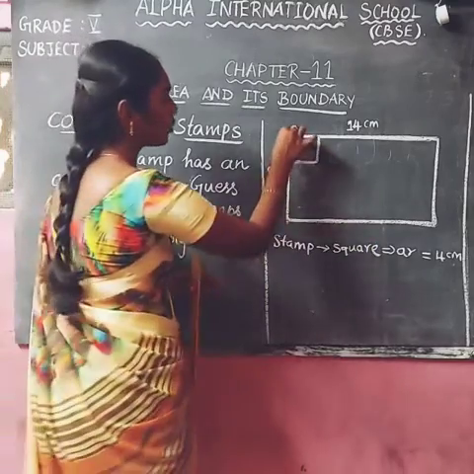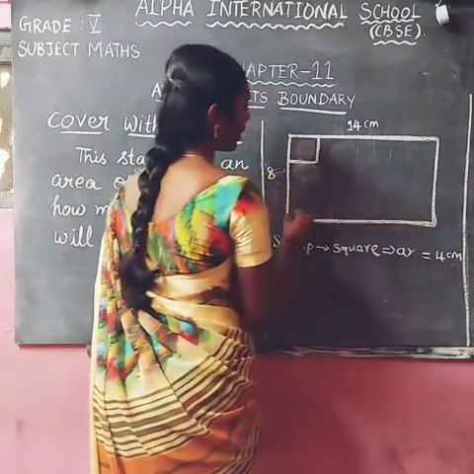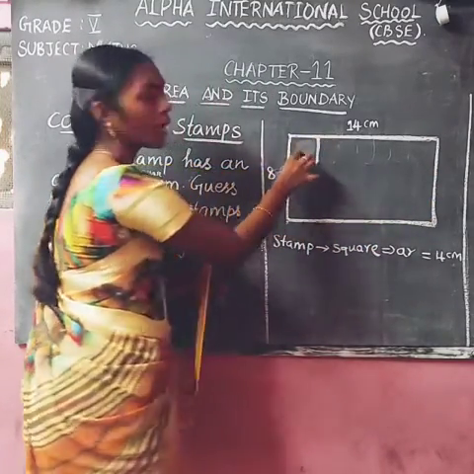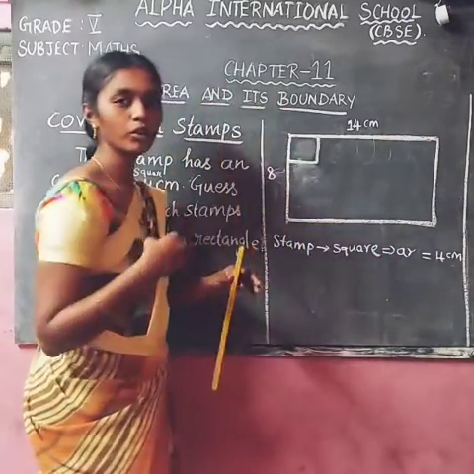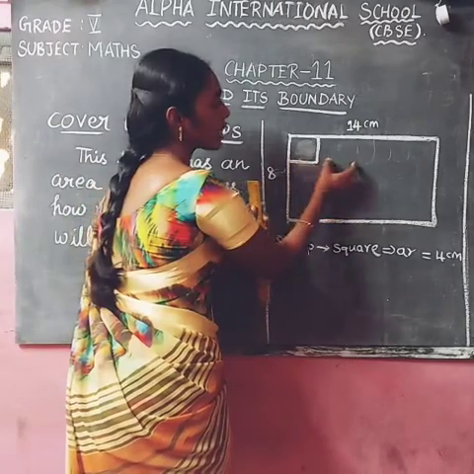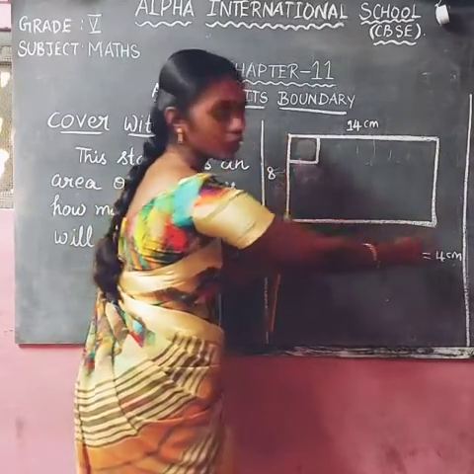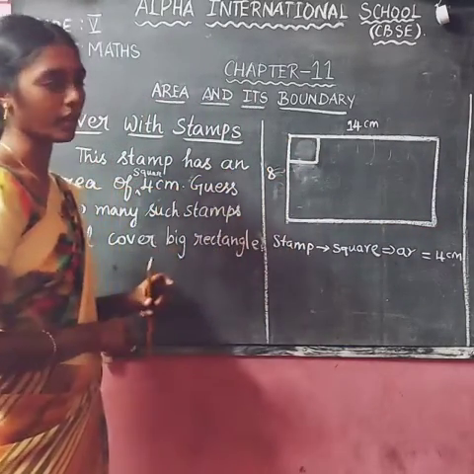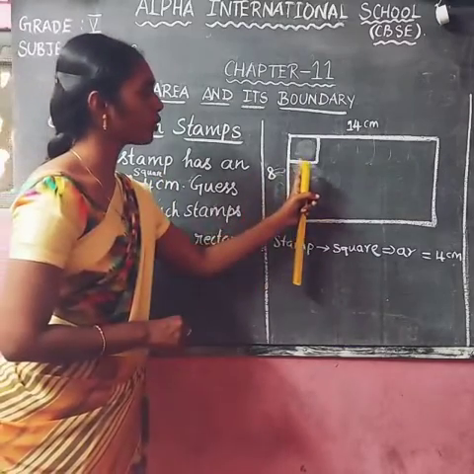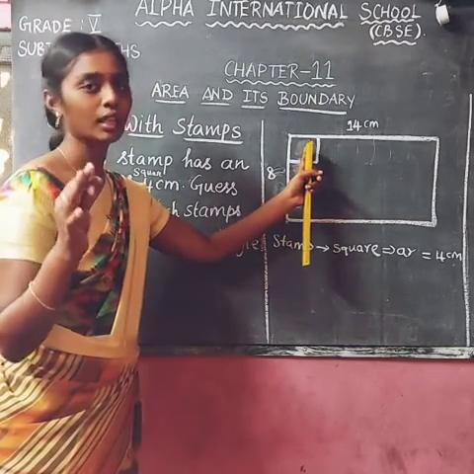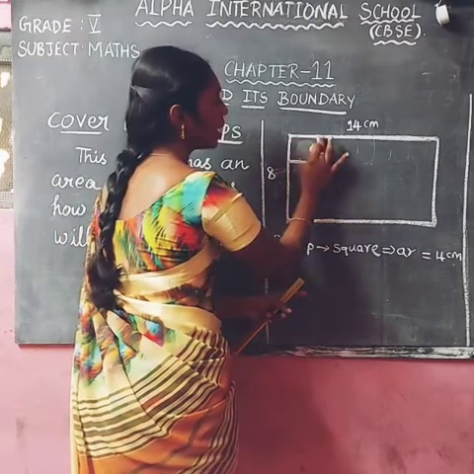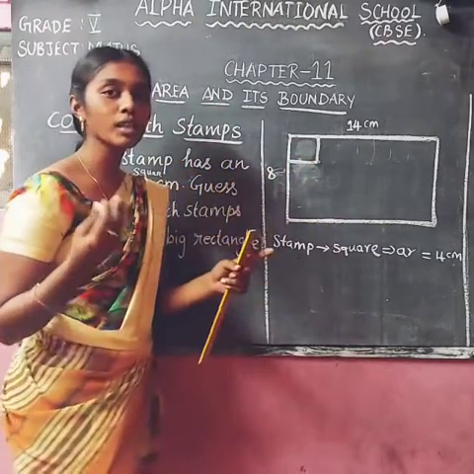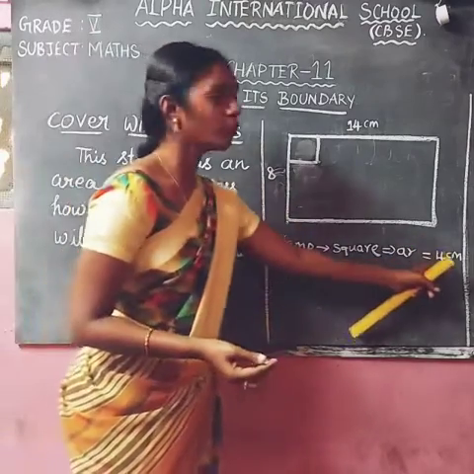So we are familiar. This is a rectangle and this is the stamp. The stamp is a square shape. We want to find how many such stamps are required to complete this full rectangle. That is the question they are asking. For this, first, they are not given the side. They are given the area of the square. So this is the stamp, in square shape. What is the area of the square? They are given as 4 square centimeter.